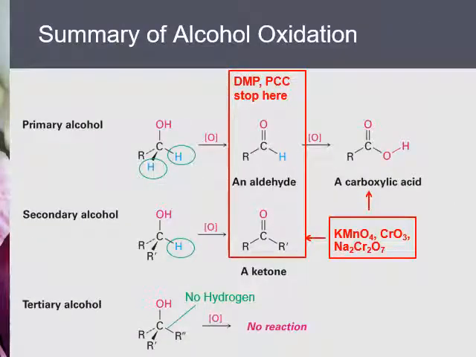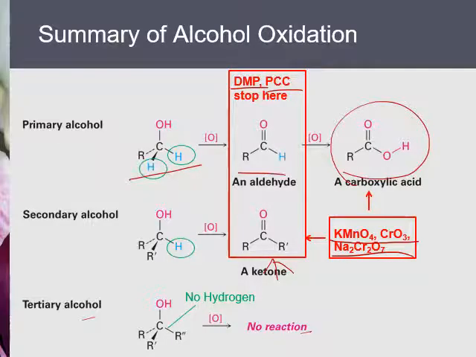In summary, we introduced several oxidizing reagents. When strong oxidizing reagents such as potassium permanganate, chromium oxide, and sodium chromate are used, a primary alcohol becomes carboxylic acid. A secondary alcohol becomes a ketone. A tertiary alcohol does not react. When a mild oxidizing reagent such as Dess-Martin periodinane or PCC is used, primary alcohol gives you an aldehyde. Secondary alcohol still gives you a ketone. Tertiary does not react.